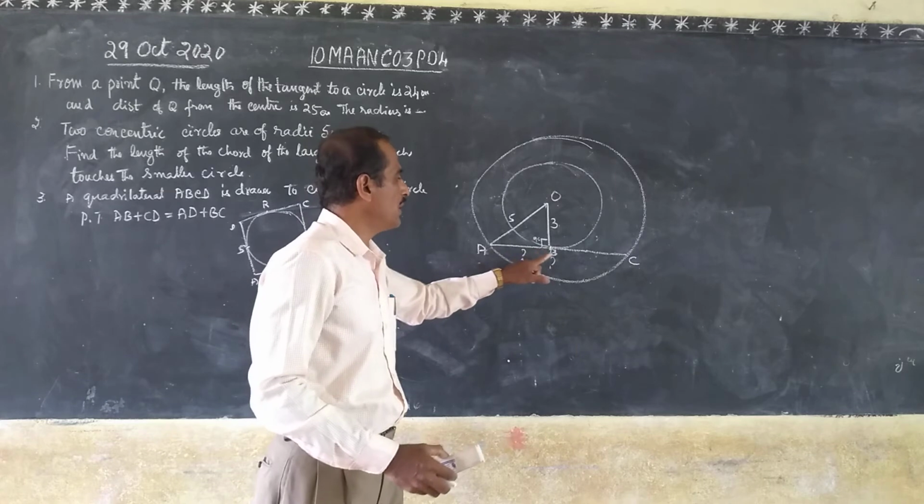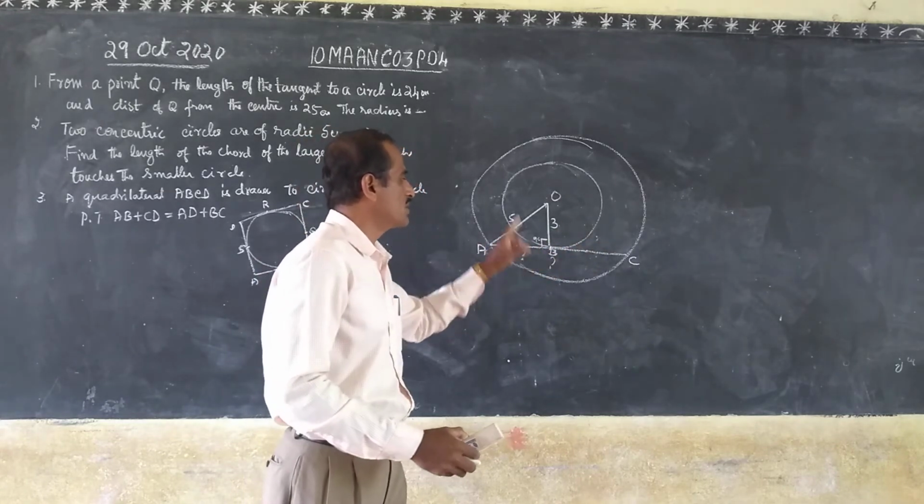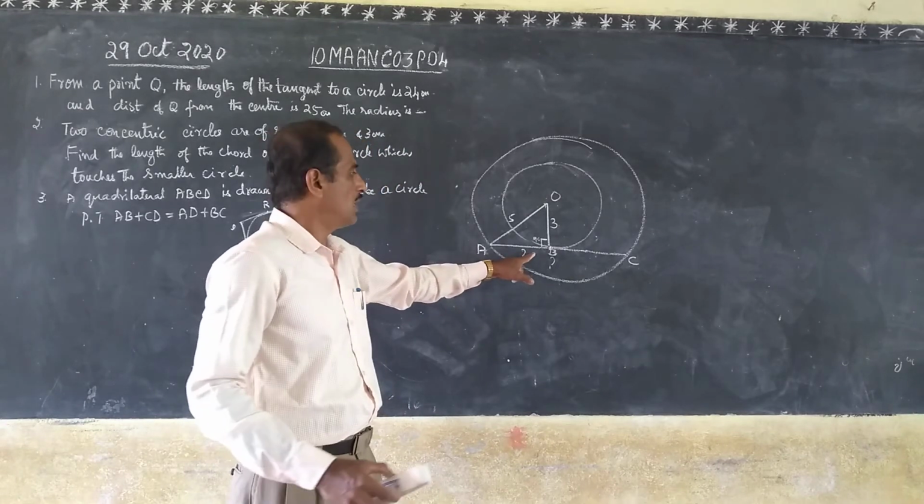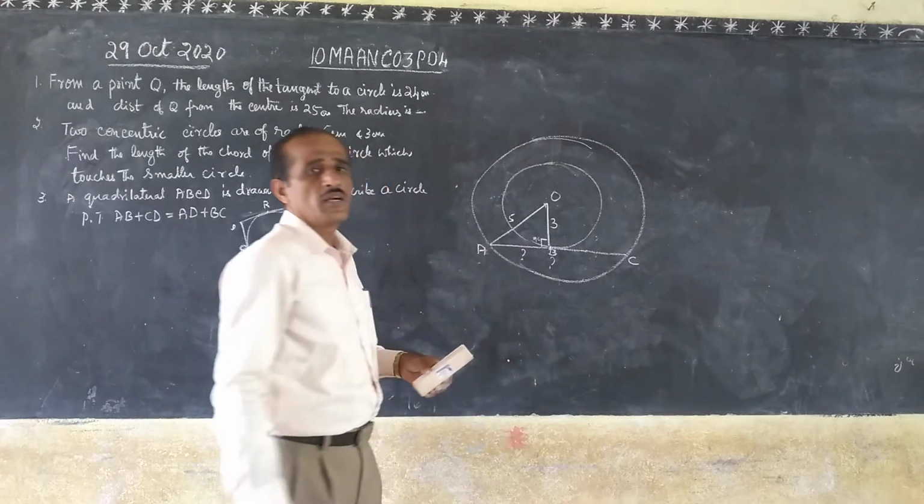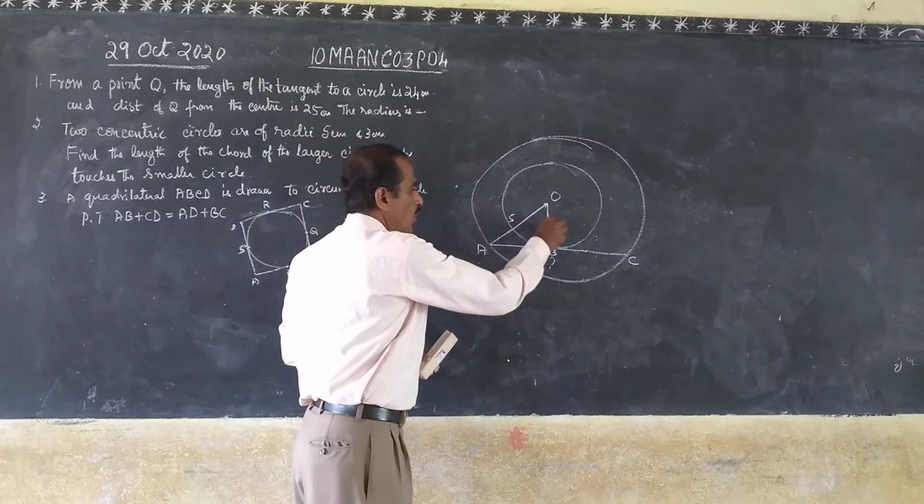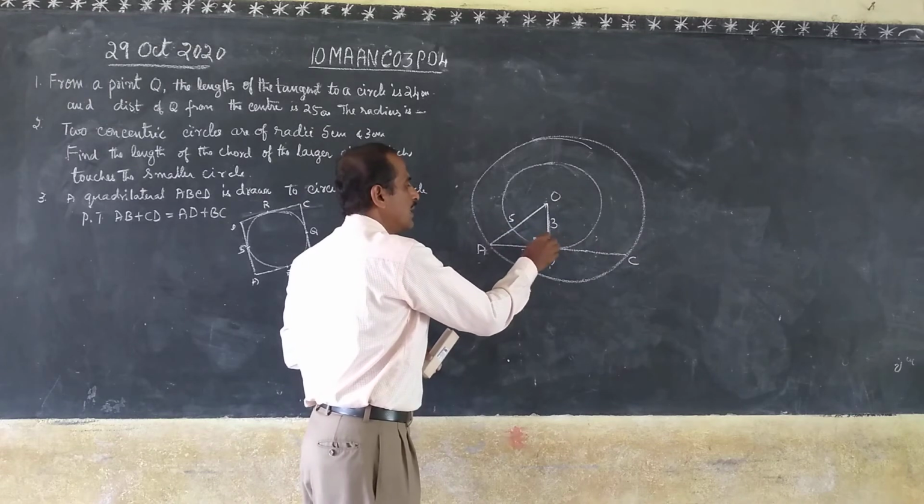If you know AB and BC are equal, therefore AC is twice the AB. But you can find the length of AB using the properties of the tangent. You know this is a right angle triangle. OABO is a right angle triangle where the right angle is at B.